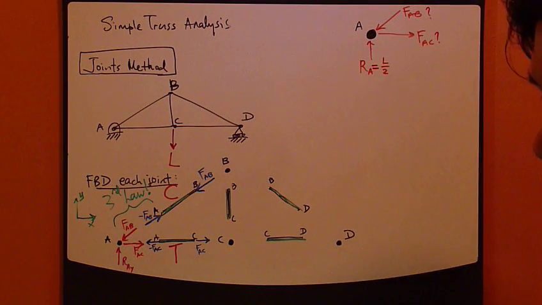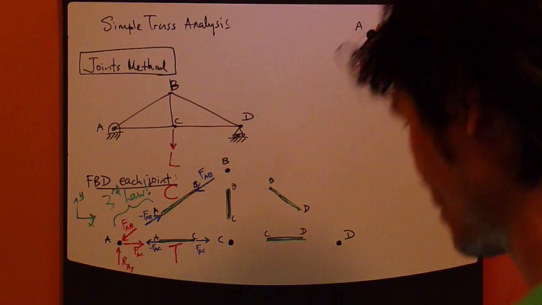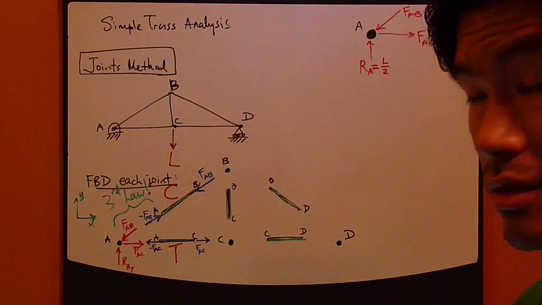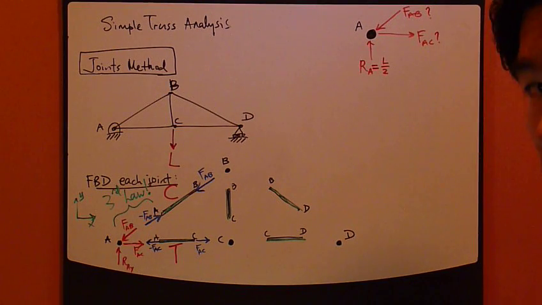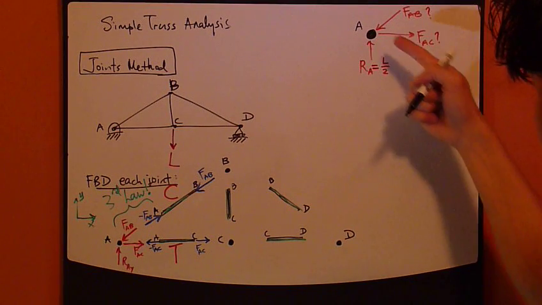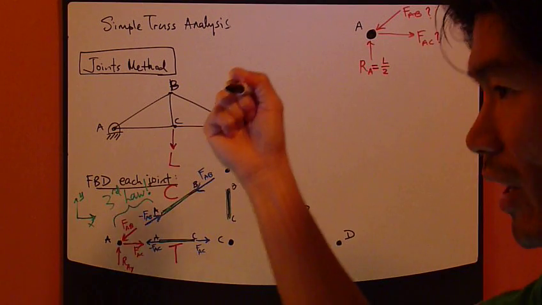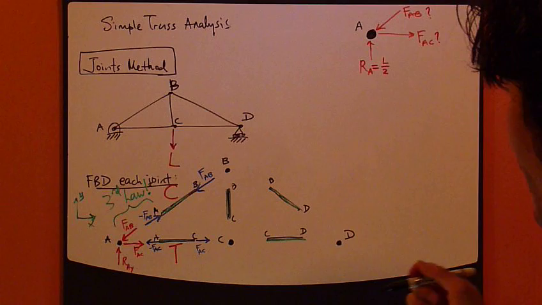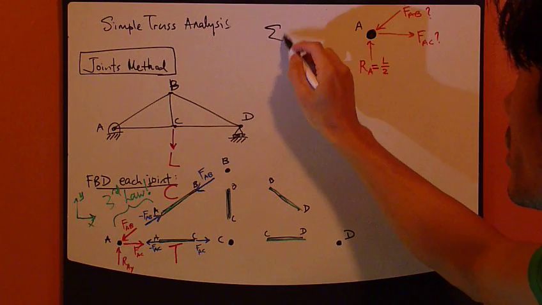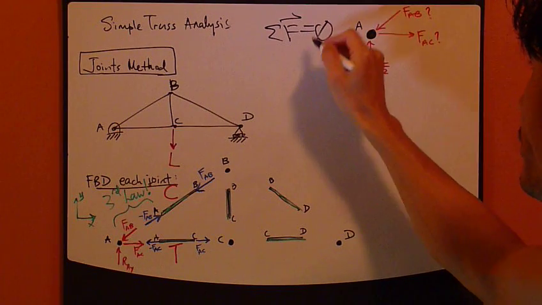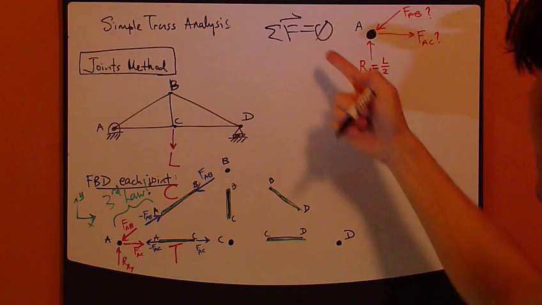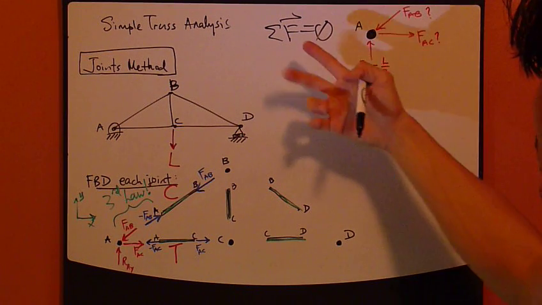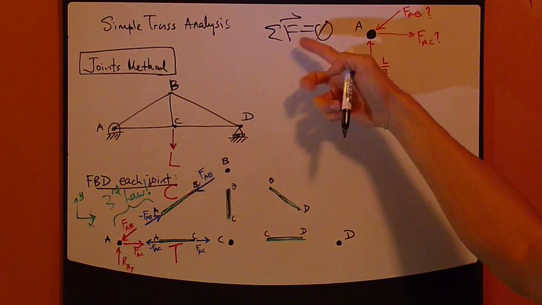Two unknowns means I only need two equations. Well, do we have two equations? Equilibrium condition? Yes, we do. This is a joint. A joint is a point. It's a particle. So now we're looking at a particle. Equilibrium condition for particle. That's it. And since it's a two-dimensional space, we have two components of this equation.